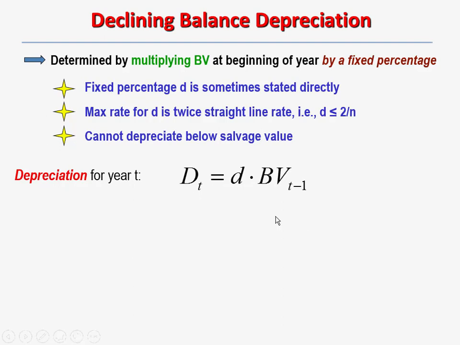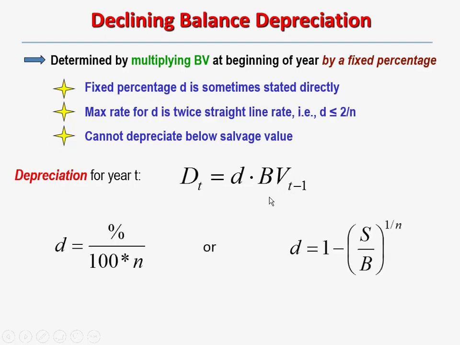And so it's the depreciation fraction times the book value of the previous year. When we do this on a spreadsheet, we'll be looking at the book value in the row above in order to calculate the depreciation for the row that we're on. So T minus 1 just means the previous year, relative to the year that you're on.